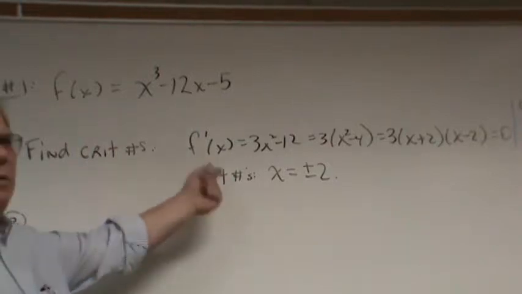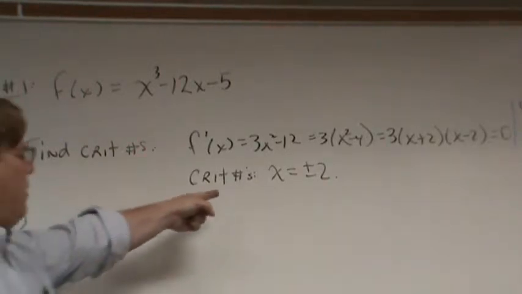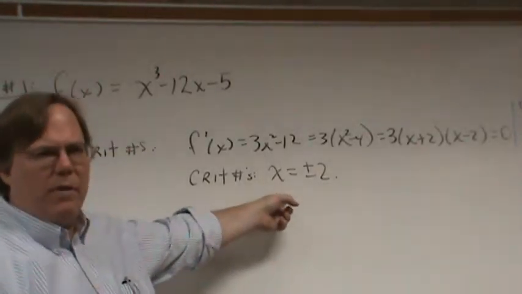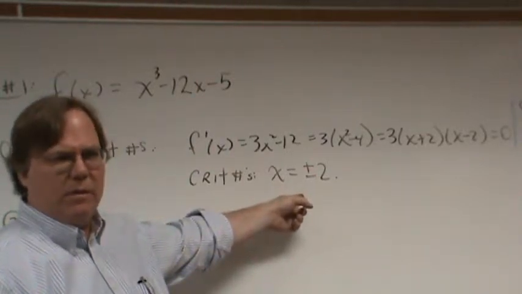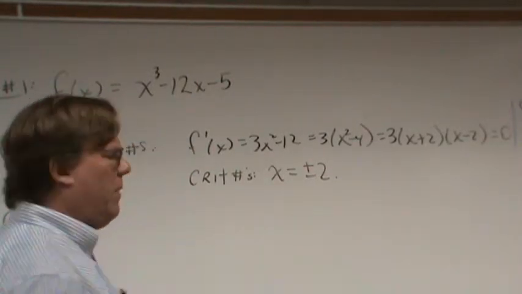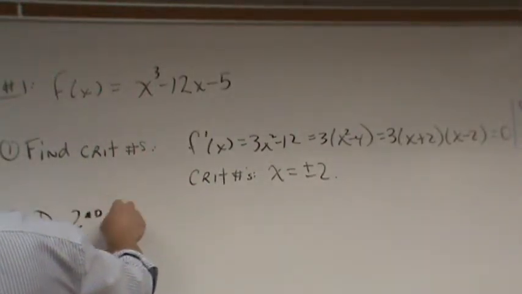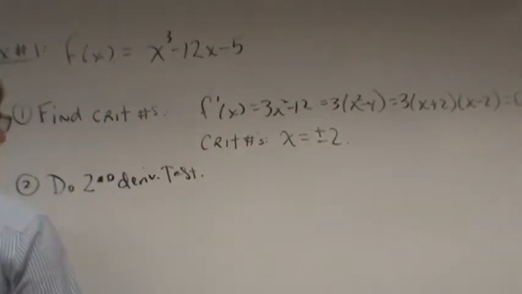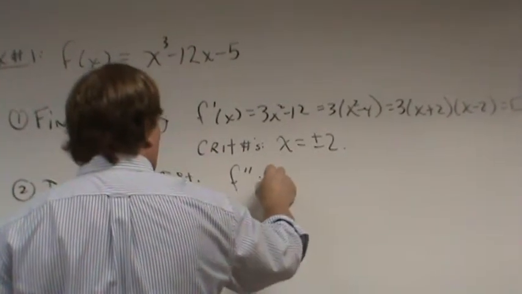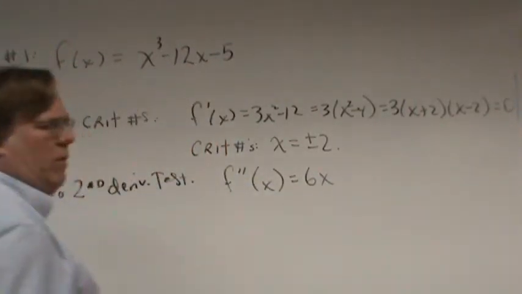Are those critical numbers that make f prime equal to 0, or do they make f prime undefined? These guys, are these critical numbers that make f prime 0 or undefined? 0. So do I get to use the second derivative test? Heck yeah. Let's use the second derivative test. Which means I've got to take the second derivative. f double prime of x equals 6x. You guys okay with that?